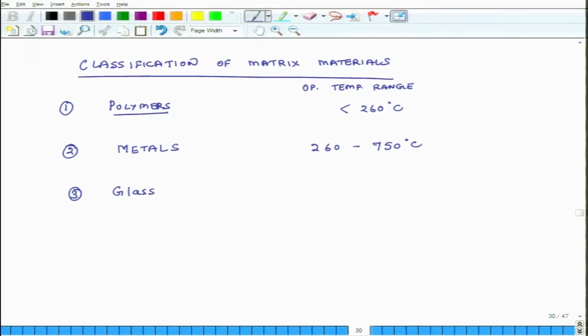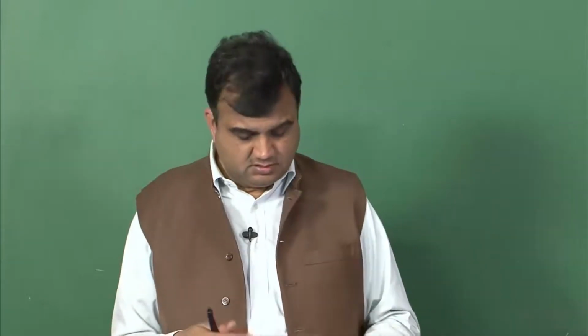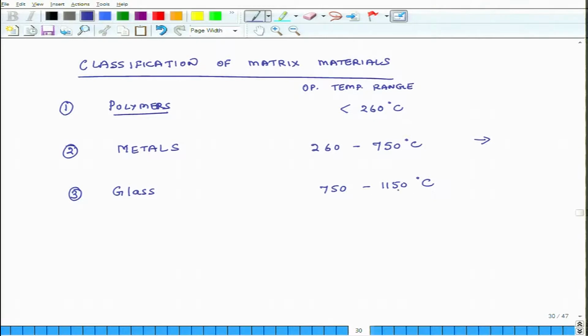Okay. Glass. Glass allows you to go up from 750 to 1150 degrees centigrade. The good thing about metals is that they are not brittle in general, they are ductile. But if you use glass as a matrix material, then you have to make sure you do not apply it in applications where it can become brittle. If you have high impacts and things like that, then this can crack. So, you do not want that. But glass can get you up to 1150 degrees centigrade or so.